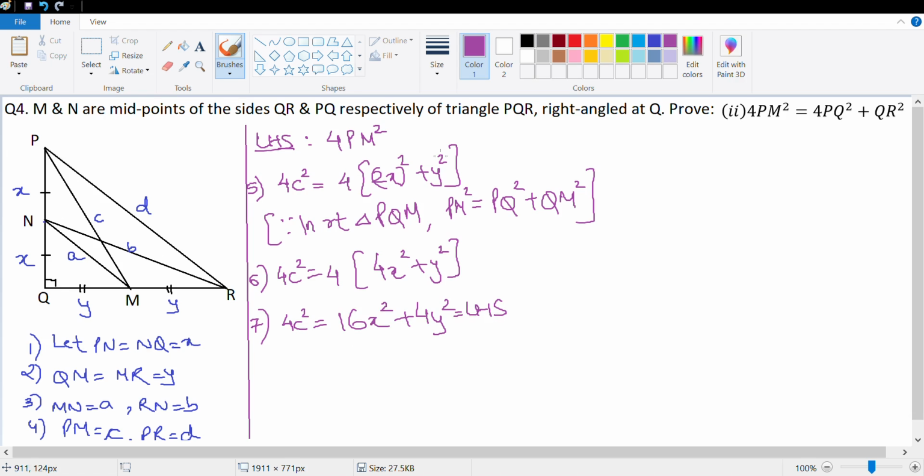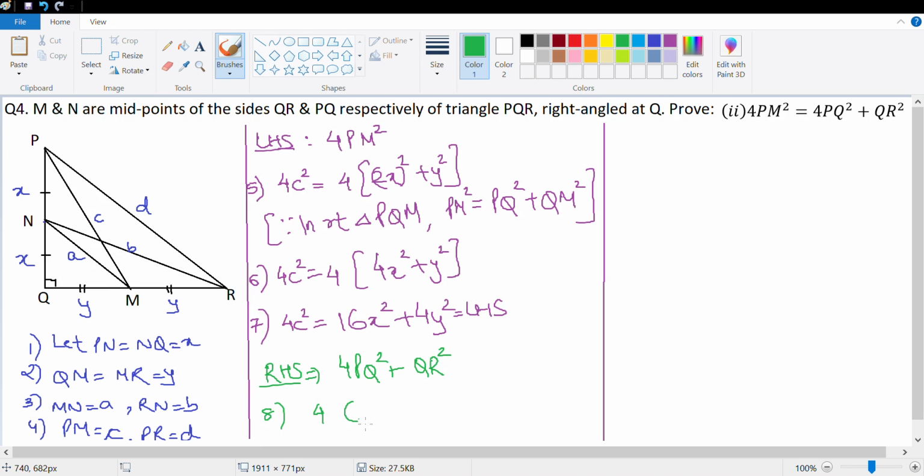Now let's look at the RHS and see if we can get the RHS also equal to the same value. So the RHS is in this case 4PQ square plus QR square, which is equal to 4 times PQ.